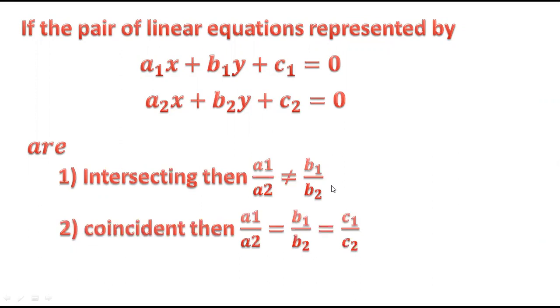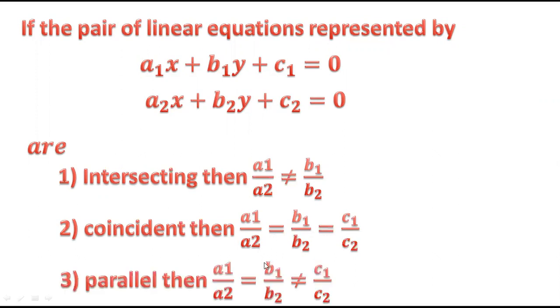If the lines are coincident, then all the ratios are equal: a1 by a2 is equal to b1 by b2 is equal to c1 by c2. If the lines are parallel, then a1 by a2 is equal to b1 by b2, not equal to c1 by c2. This is very important because if you know the relationship between the ratios and their algebraic interpretation, then before doing the graph, you can check whether the pair of linear equations has a solution or doesn't have a solution.